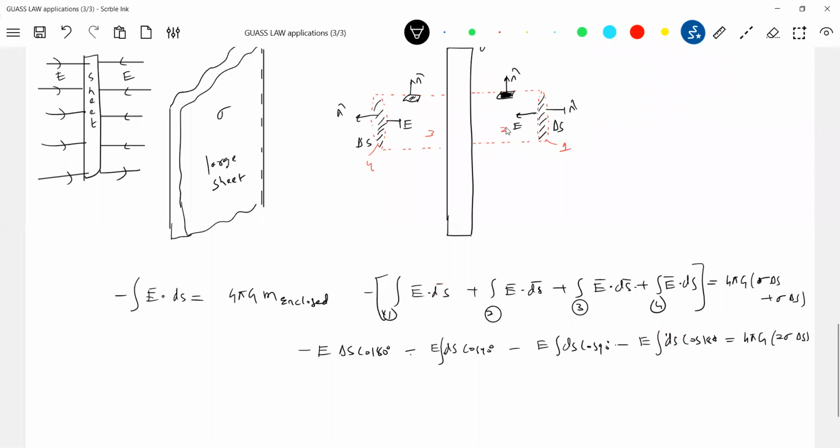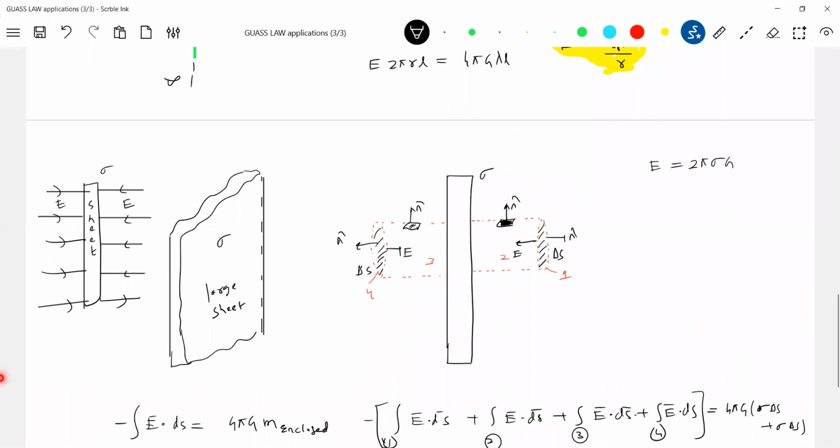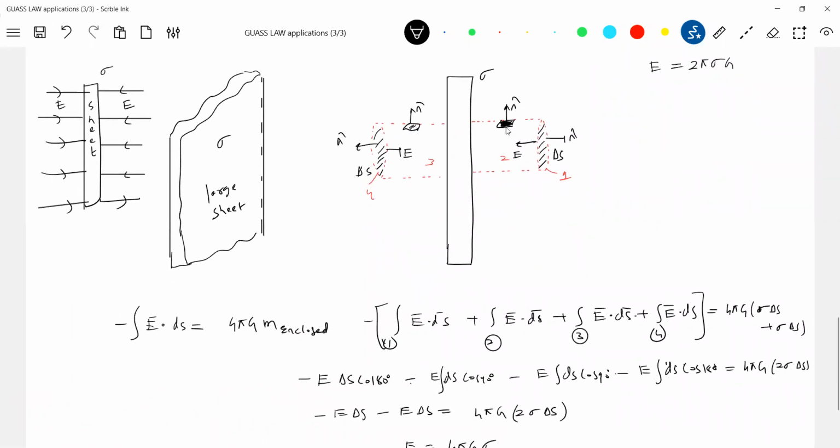So what is the value of this? This will be E delta S minus E delta S, equal to 4 pi g times 2 sigma delta S. So what can I cancel out? The 2 delta S will get cancelled, no? So our entire formula will be 4 pi g sigma. 2 pi sigma g is the answer I got.